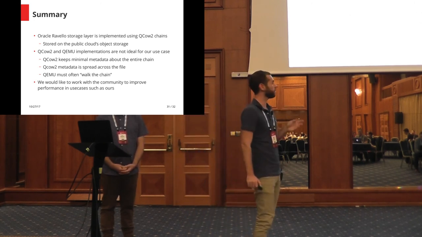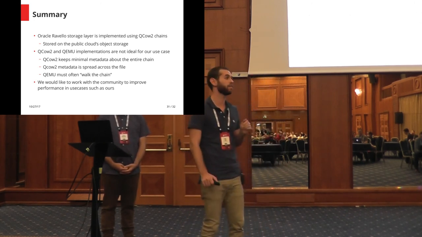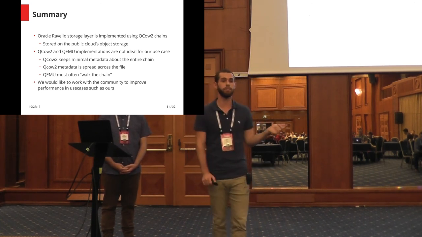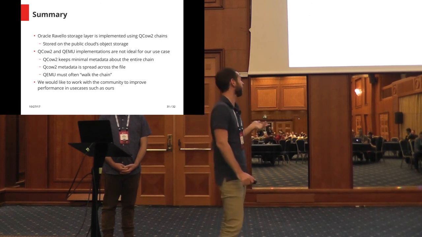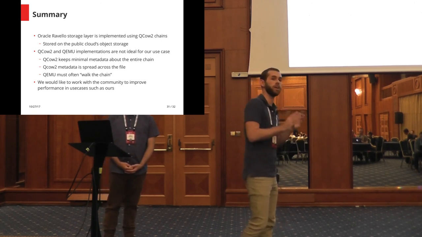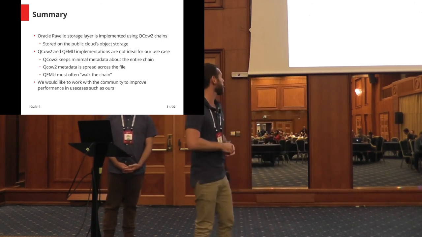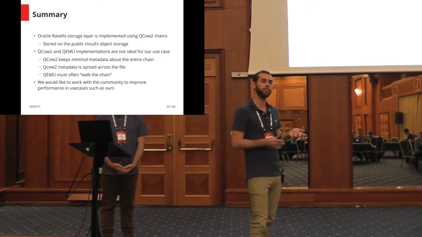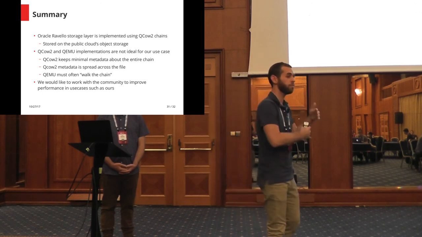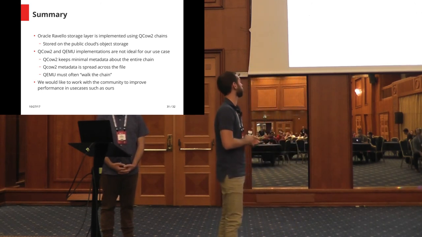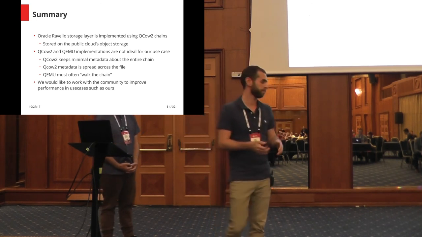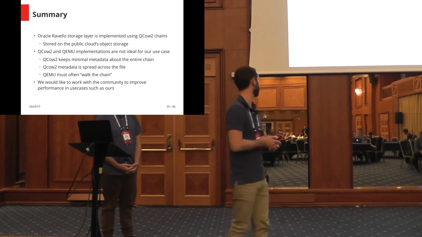qcow2 and QEMU implementations are not that ideal for our use case. First of all, the qcow2 format keeps only immediate parent information and not the whole chain information. So QEMU must often walk the chain to understand the entire structure. Also, the metadata, especially the L2 tables, is spread across the file. So one disk request could be translated to many remote requests from the object storage. And as chains are getting longer, we have a performance drawback from walking the chain.